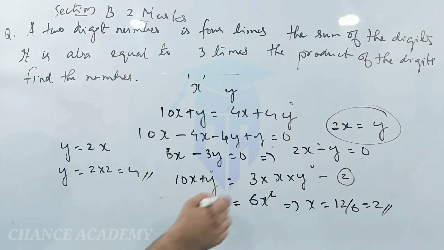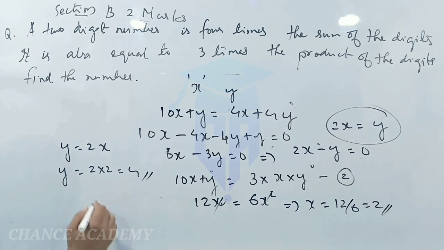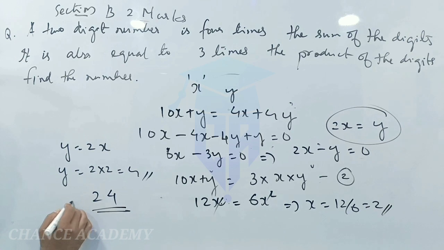And you have the tens place digit x as 2 and the ones place digit as 4. So your number will be 24. xy will be your number, and that is 24.